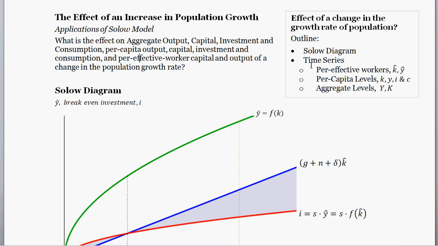So the plan of attack is going to be to analyze things through the Solow diagram. And then we'll think about how things are going to look through time. So we use transition dynamics, look at transition dynamics given this higher population growth rate. Also keep in mind that this particular video is one of many covering the Solow growth model, so have a look at the video description if you want more help.